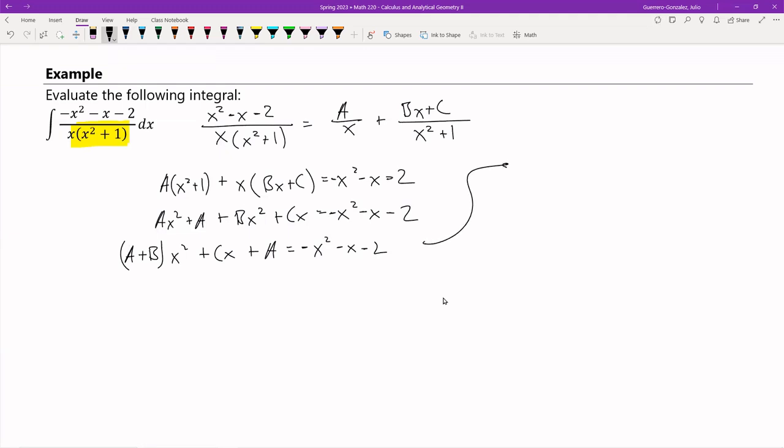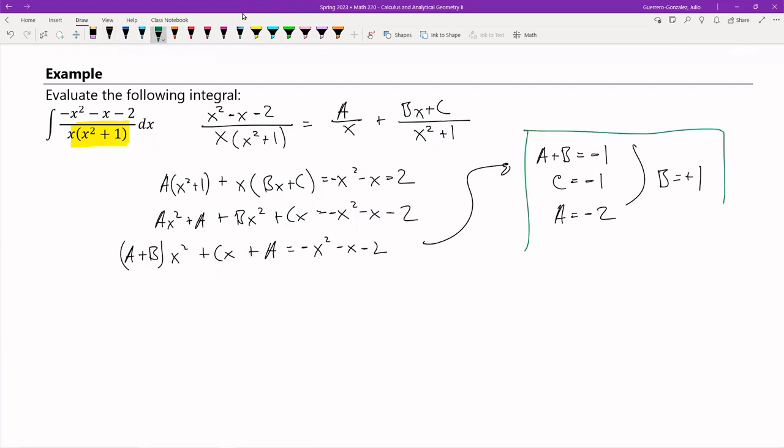Looking at this, I have my system of equations already. You guys see that, right? So a plus b has to equal 1. My c has to equal the coefficient of x, so it's going to be negative 1. And my a has to be negative 2. And because of these, we get the last one for free. b has to equal 3. So here we are. We have all our values.